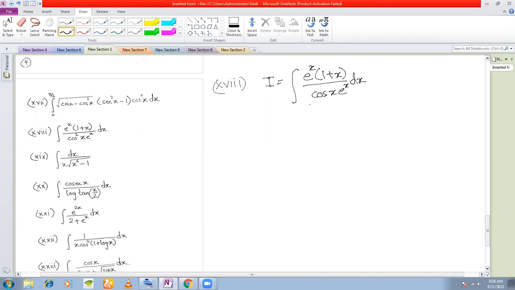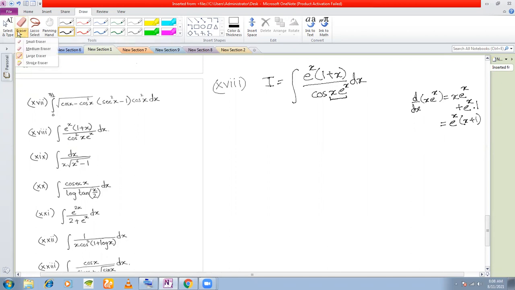Now, if you differentiate x e to the power of x, see what you get. You get x into the differentiation of e to the power of x, which is e to the power of x, plus e to the power of x into the differentiation of x, which is 1. So now, from these two, if you take e to the power of x common, you get x plus 1. This is what you're going to get.